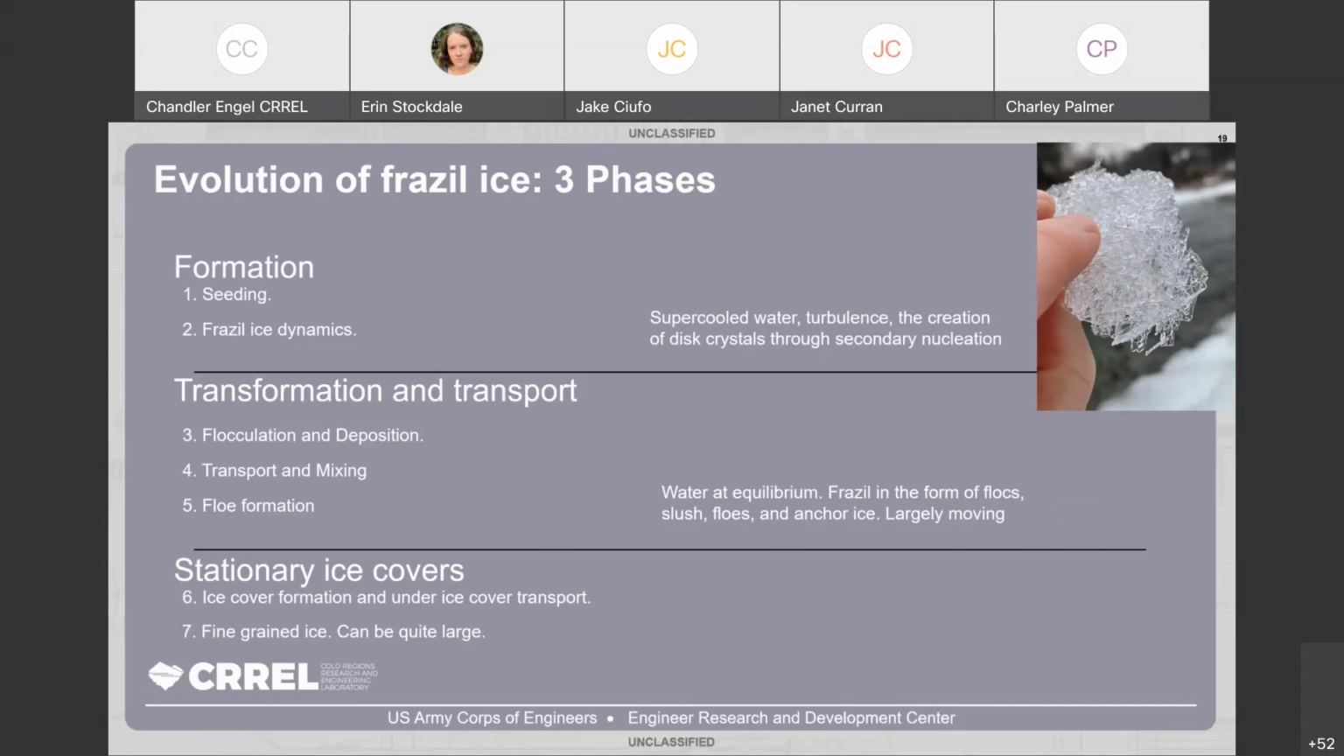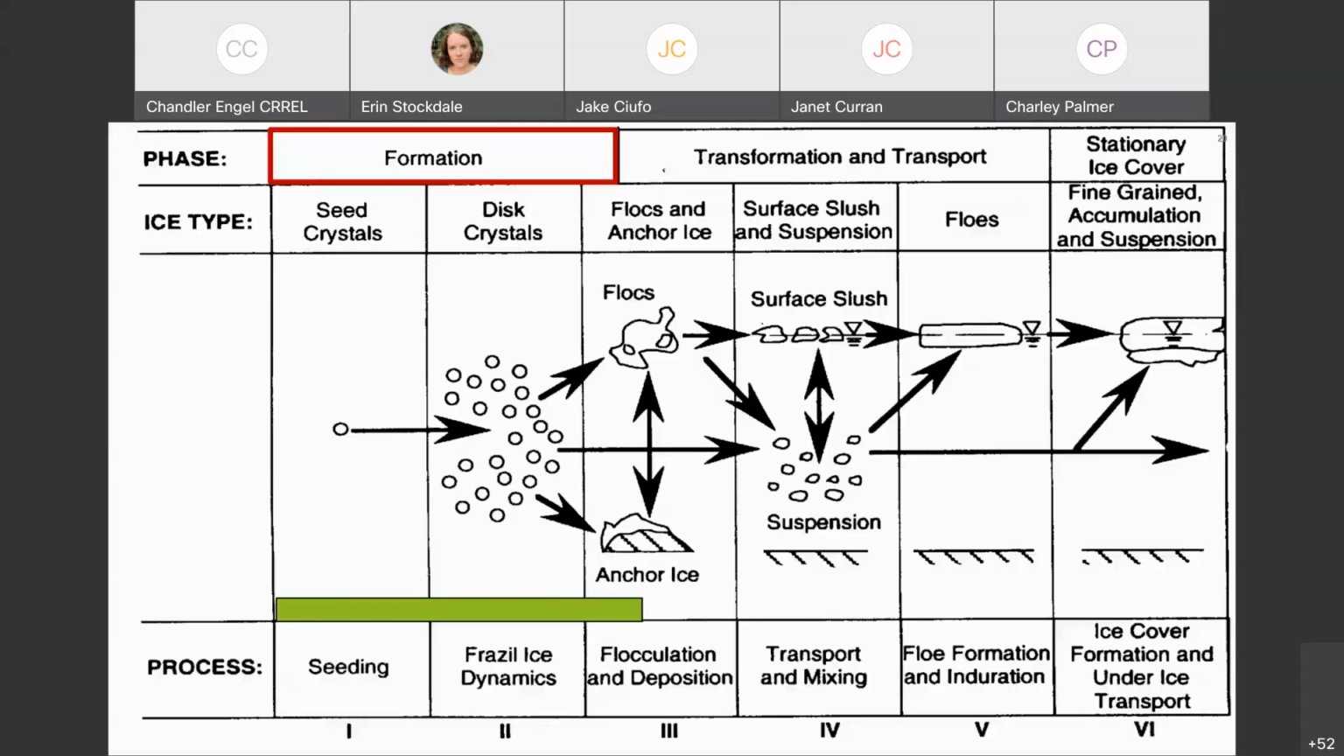The second phase is the transformation and transport phase. Frazil ice particles will flocculate together and deposit. They may be transported downstream and can form surface ice covers that can also continue to move downstream. The last phase here that we've broken out is the development of a stationary ice cover. So Frazil can form a continuous stationary cover across the top of a river and then continue to grow as sheet ice. So that's a possibility depending on the environmental conditions.